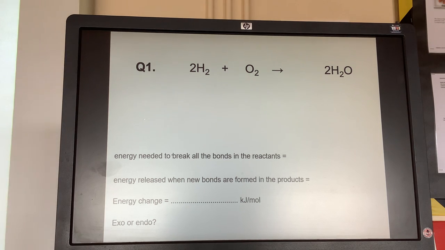Well, let's have a look at this first one. We've got a reaction of hydrogen plus oxygen making water. Now we would need to know that hydrogen is an H bonded to an H, and there's two of them, two H2s, you can see. Oxygen is an O with a bond to an O. Water is an O attached to two H's, sorry about that. Don't forget, there's two of them.